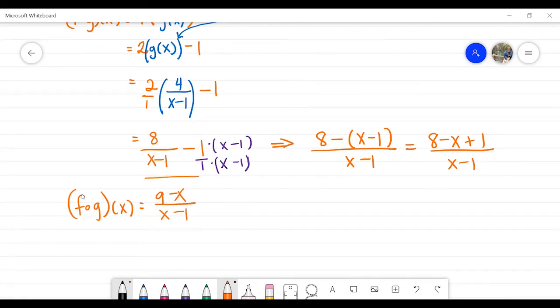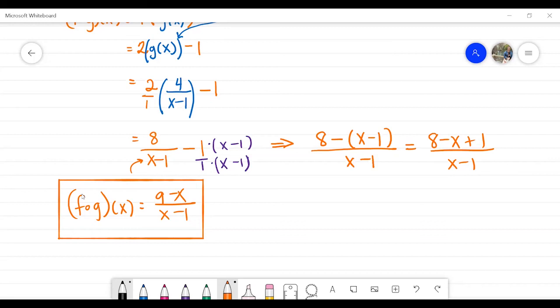And do you see how much cleaner and nicer that is than this version of it? So I would recommend cleaning it up whenever you can. It makes the function a lot easier to work with. Now, this is a function. It has a domain, which we'll talk about in just a moment.